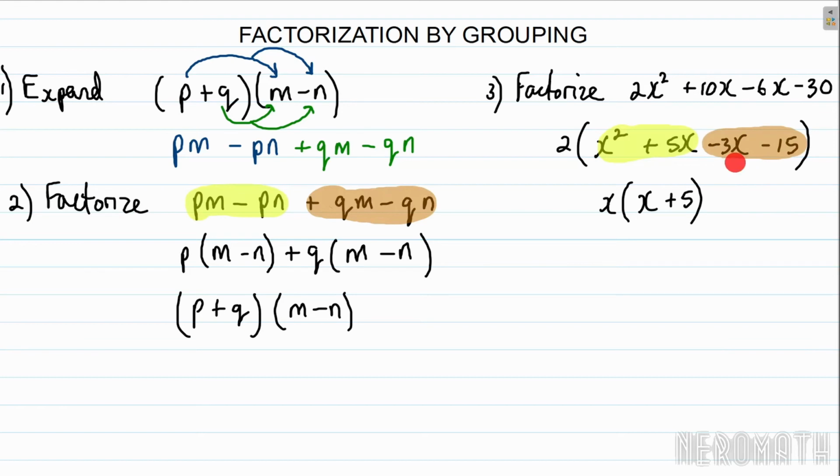And then I'm going to look at the remaining terms and see what's common between both of them. Because the first term in this pair is negative, our highest common factor would be negative. And 3 is common between both terms. So we write our highest common factor as negative 3. So now I'll divide negative 3x with negative 3 and I'll get positive x. And I'll divide negative 15 with negative 3 and get positive 5.